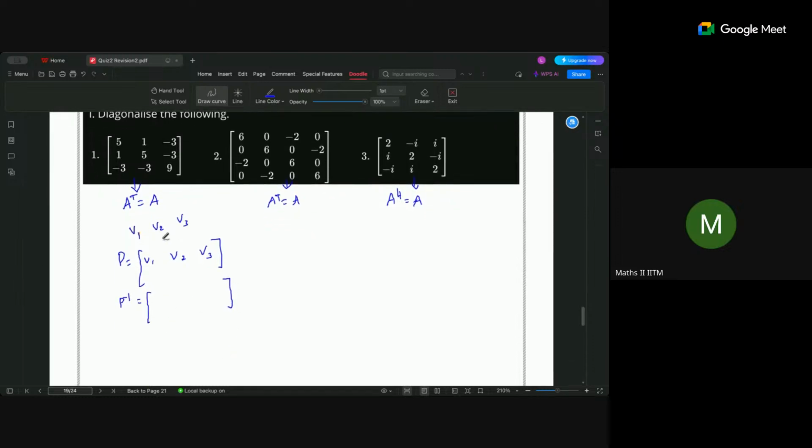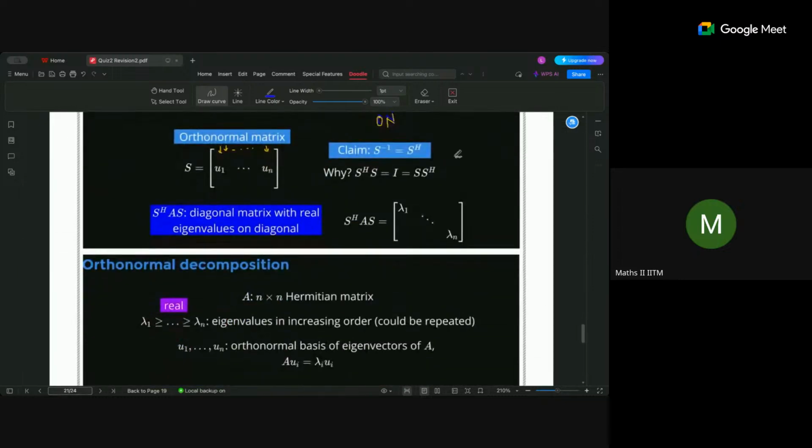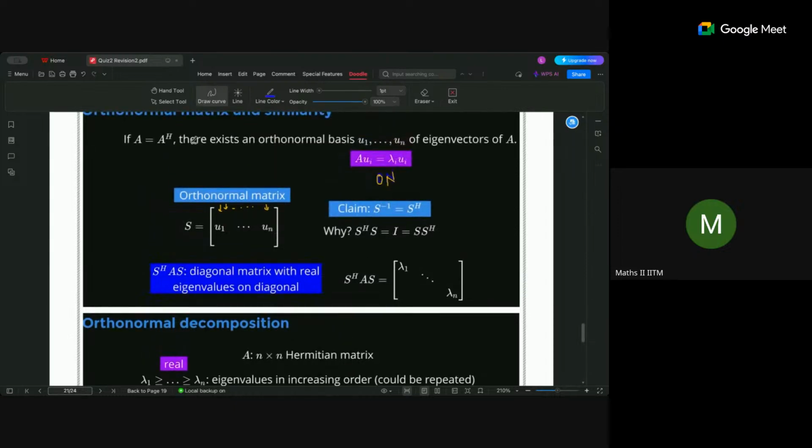But in case you have a set of eigenvectors which are orthonormal, then what do you know? Your P inverse is simply P^H. So you don't have to do much calculation. It is very straightforward. Whenever you have A equal to A^H, you can find an orthonormal basis, and if you are able to find an orthonormal basis of eigenvectors, then you simply have to find S^H, you don't have to find S inverse. Is this point clear? It saves you some time.